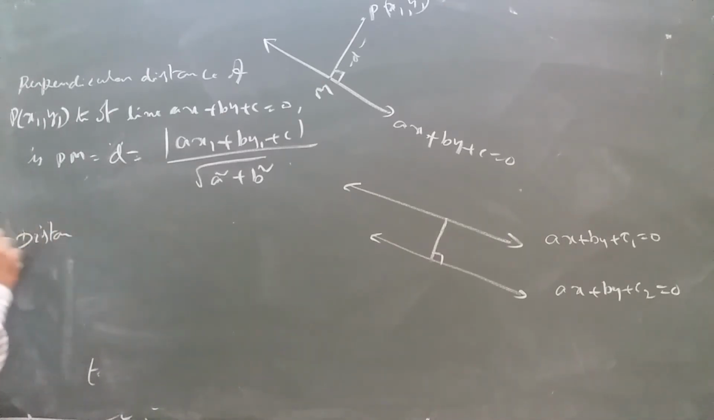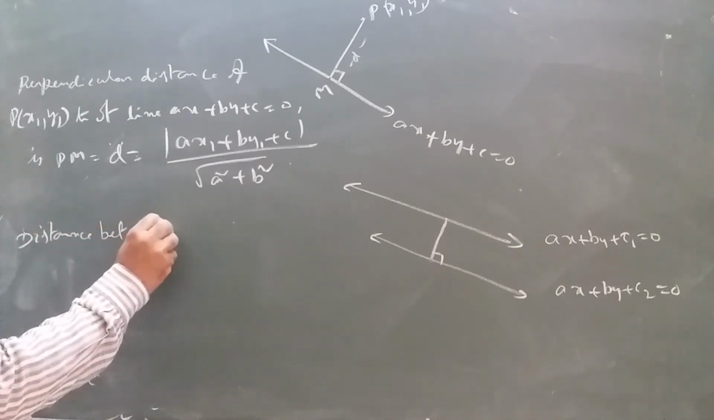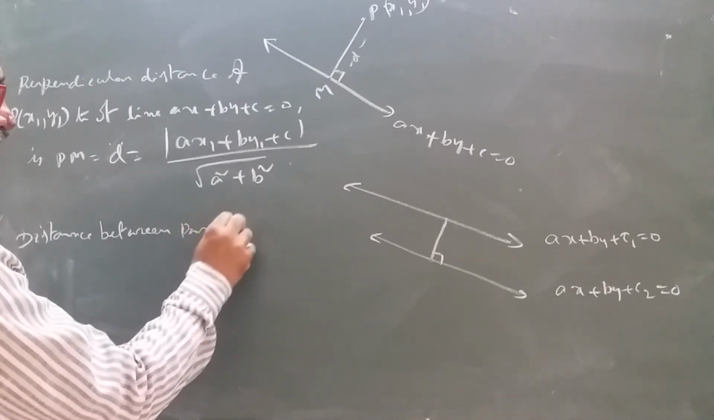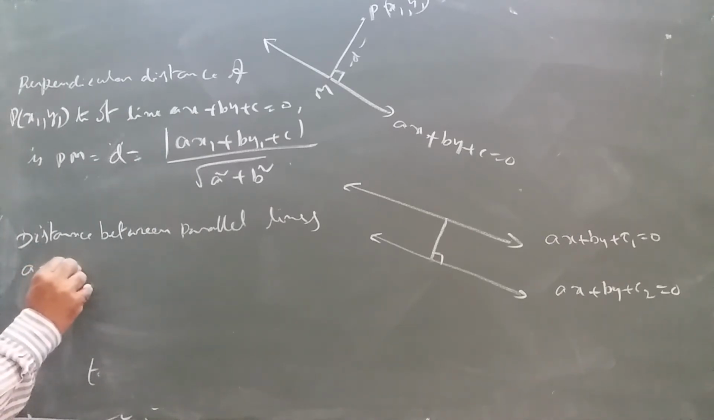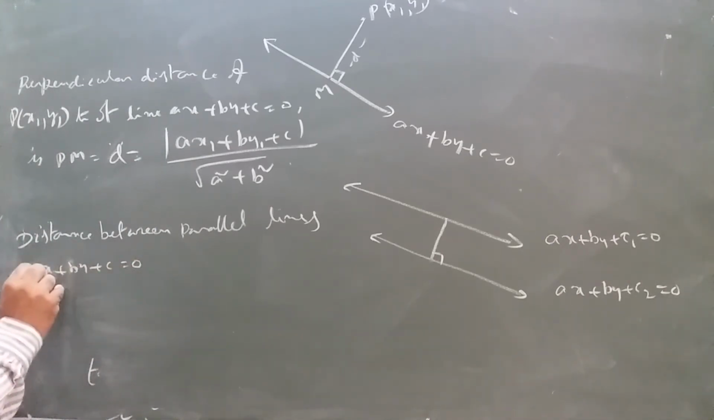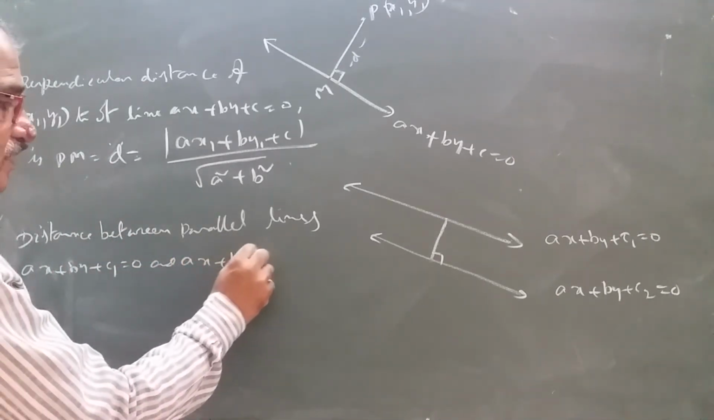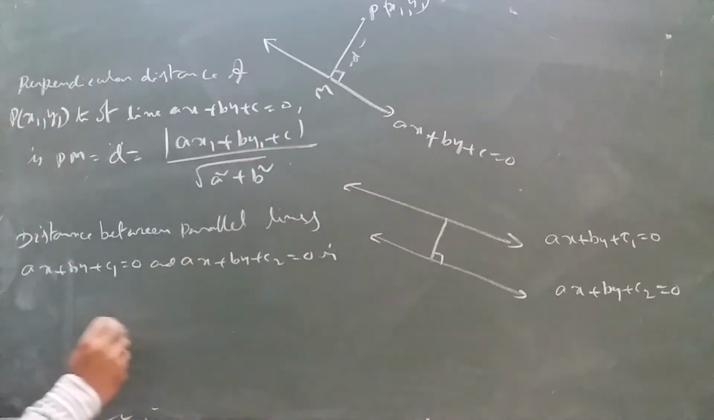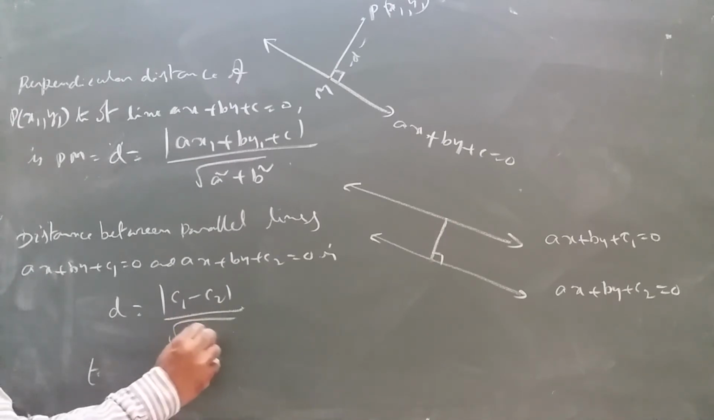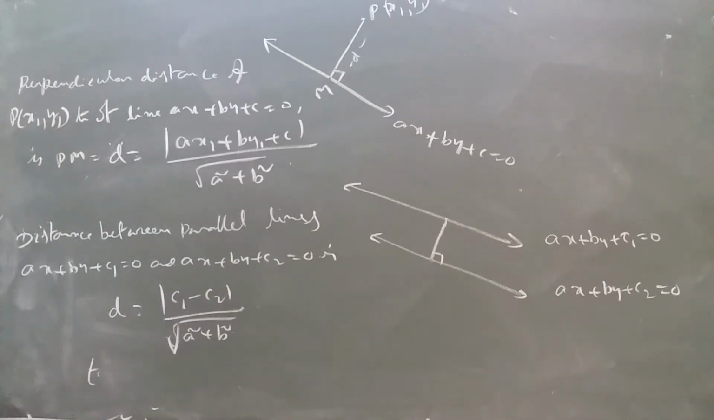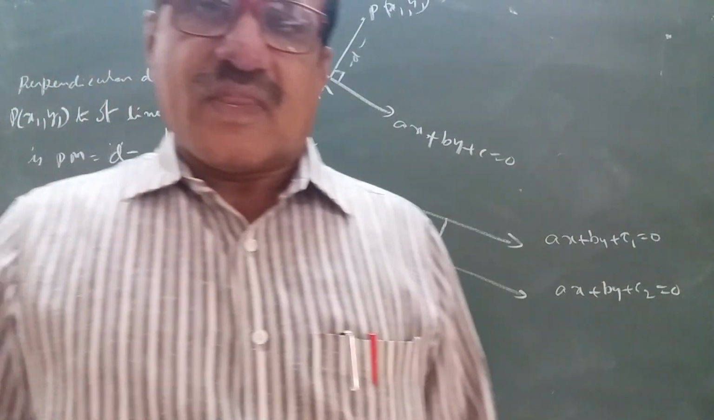Distance between parallel lines ax plus by plus c1 is equal to 0 and ax plus by plus c2 is equal to 0 is d is equal to mod of (c1 minus c2) by root of (a square plus b square). By using this formula, we can find the distance between any two parallel lines.